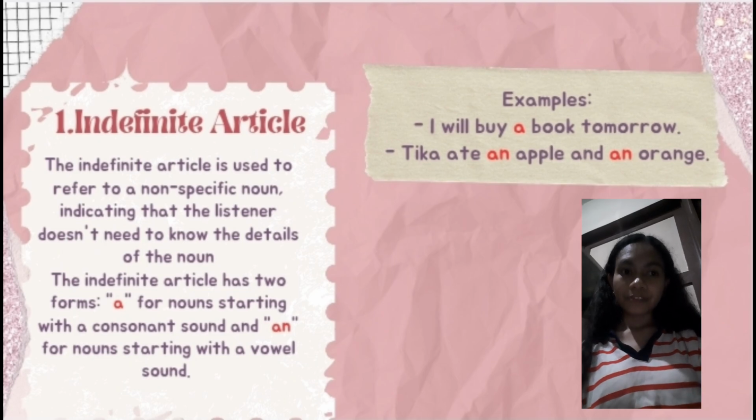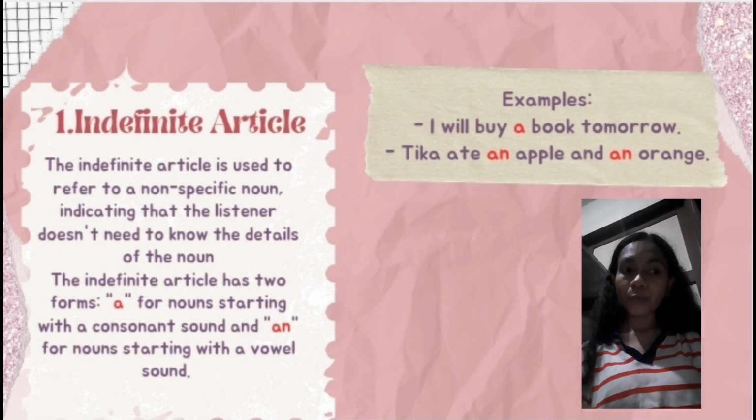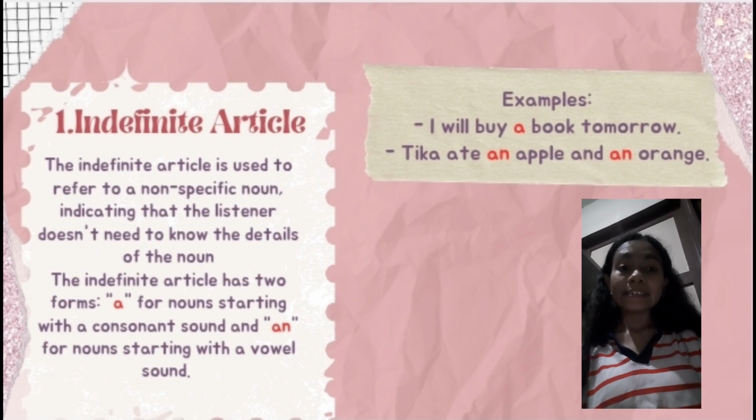Indefinite articles. The indefinite article is used to refer to a non-specific noun, indicating that the listener doesn't need to know the details of the noun. The indefinite article has two forms: a for nouns starting with a consonant sound, and an for nouns starting with a vowel sound. For example, I will buy a book tomorrow. Tika ate an apple and an orange.